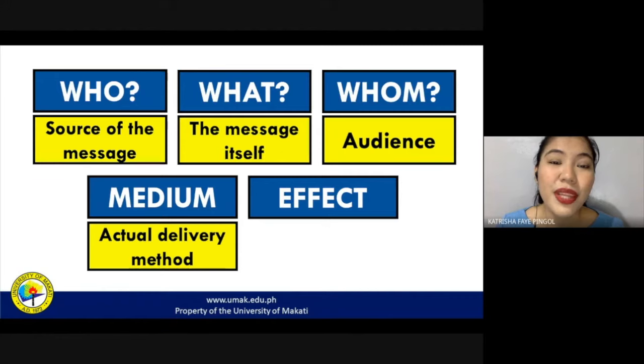The medium now refers to your actual delivery method. How are you going to deliver the speech? How are you going to relay the information to that large group of audience? Are you going to be shouting it out loud, saying out loud, screaming it out loud, or are you going to be using voice amplification methods such as a microphone or a megaphone?